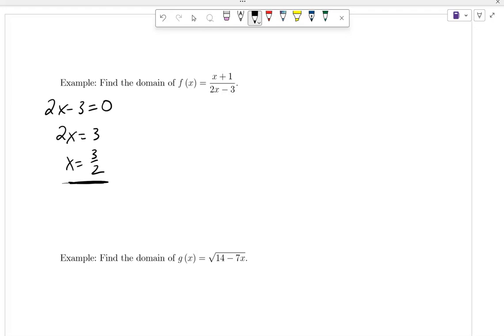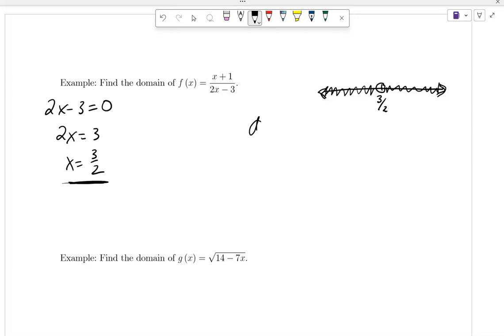Okay. So again, if I want to try to talk about writing my domain, I want to write it in interval notation. If I want to avoid that number, I would have an open circle there on my number line, right? But I could put in anything else. So I could go off to the left forever, or I could go off to the right forever, couldn't I?